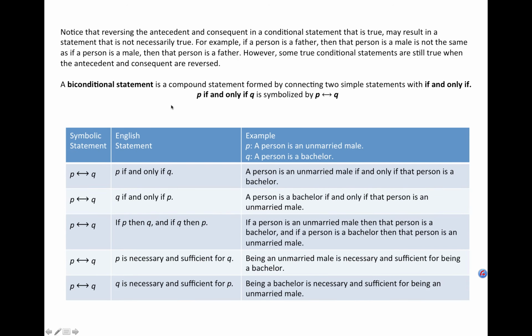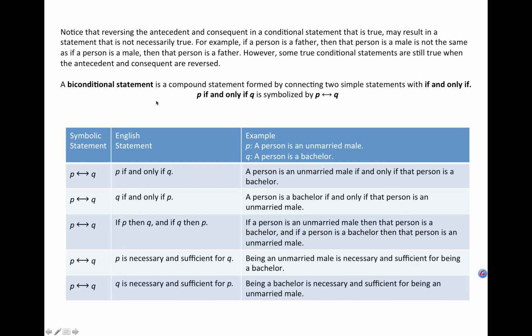Okay, notice that reversing the antecedent and consequent in a conditional statement that is true may result in a statement that is not necessarily true. For example, if a person is a father, then that person is a male. That's not the same as if a person is a male, then that person is a father. However, some true conditional statements are still true when the antecedent and consequent are reversed. That's a biconditional statement. Biconditional.